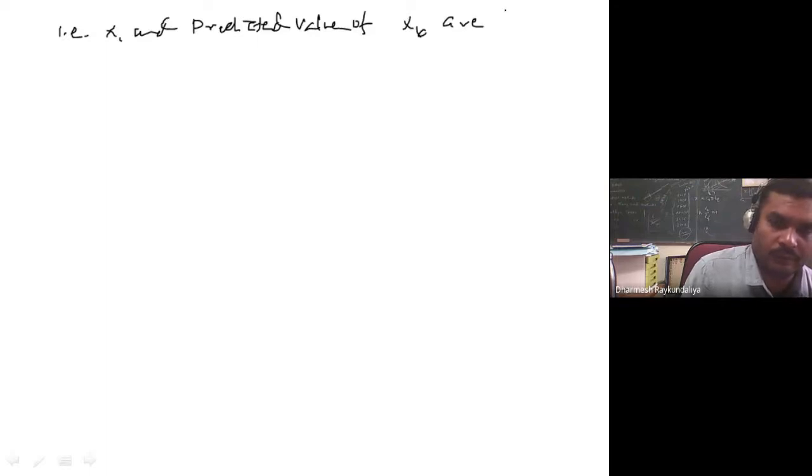That is, x1 and the predicted value of x1. What is the predicted value of x1? In brackets you can write sigma 1 2 sigma 2 2 inverse x2. They are the same.